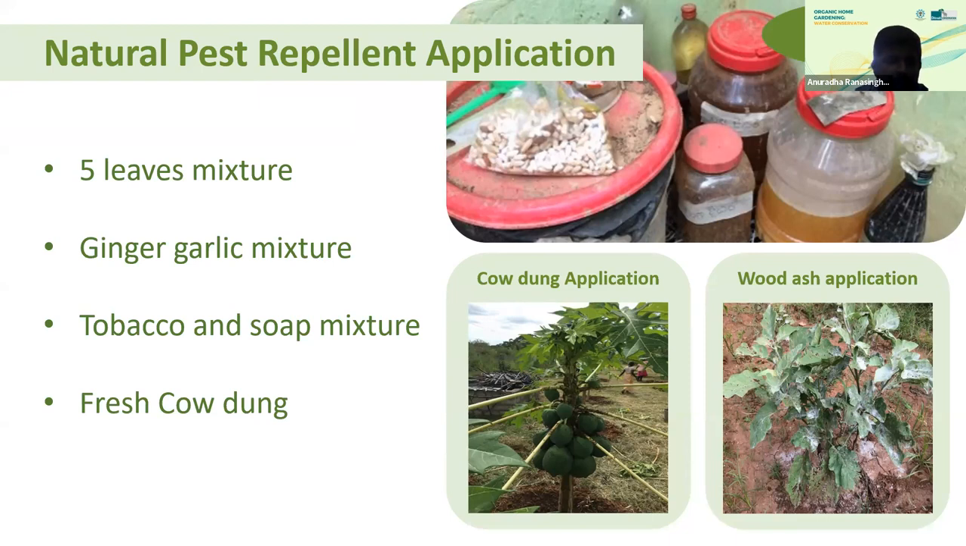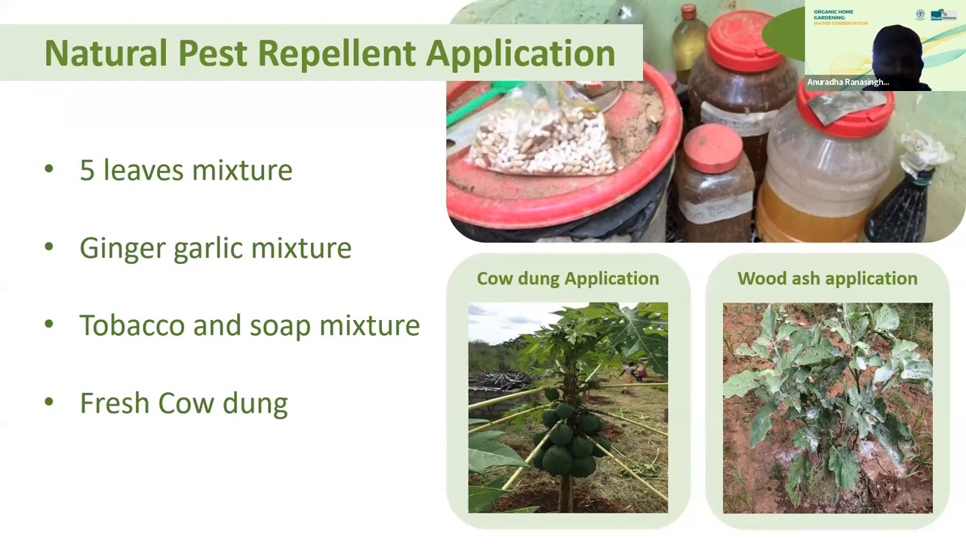So if you take a five leaf mixture, we can add neem or papaya leaves, and sometimes different leaf mixtures are available, like lantana, what we call gandapana. Different leaves which have a strong aroma, we can collect them, crush them, make them into a mixture and apply. Because of these properties, insects won't come and attack these plants.